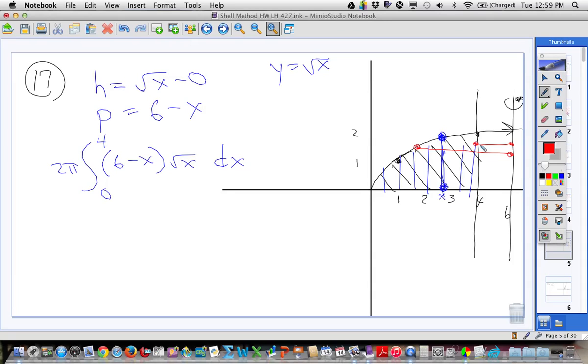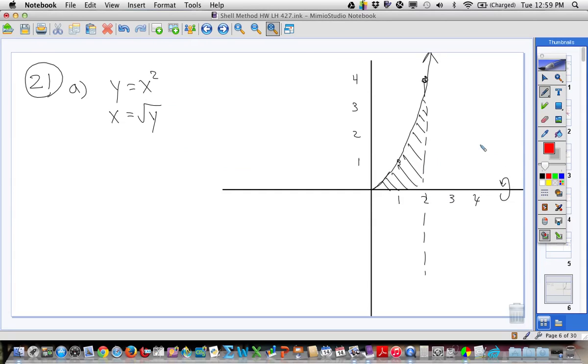17, what was that answer? That was 192 pi over 5. Now, 21's a good one. Next week, when it's time to practice, 22 would be a good one because it's got some other ones that you can just do. But on 21, we had these 4 parts.